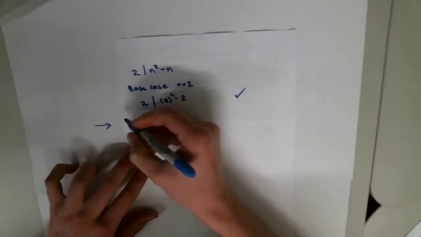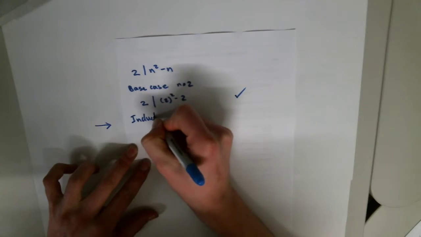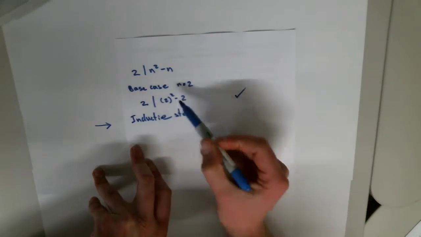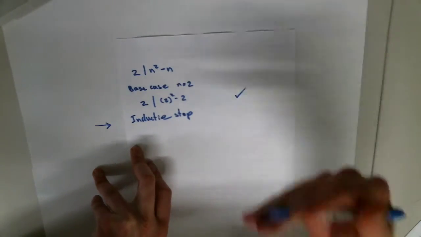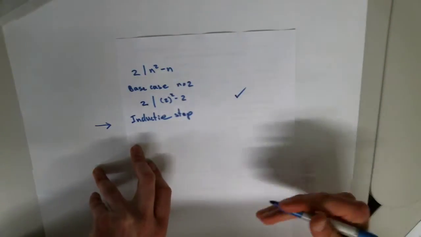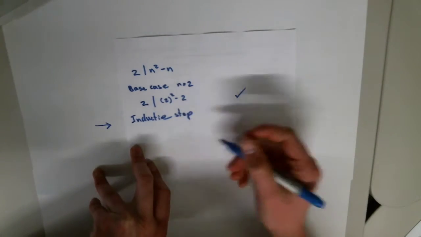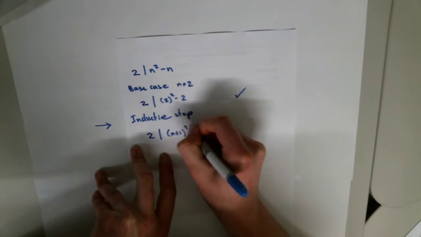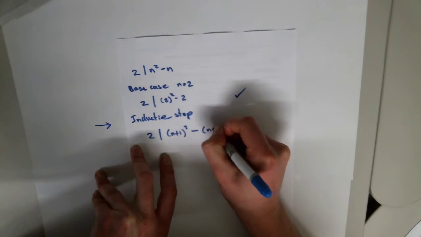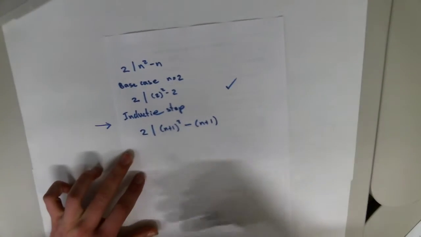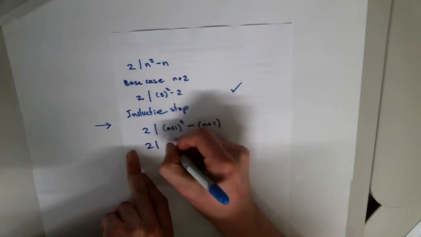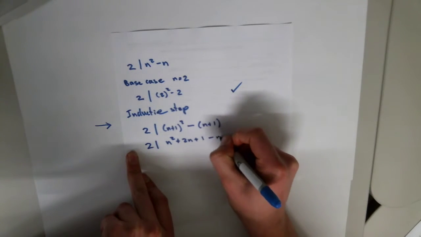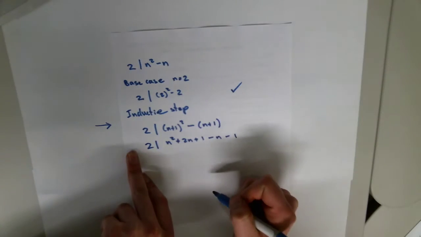And now we move on to our inductive step. So once again, with our inductive step, we have to show that this holds true if we replace n with n plus 1, so the next term in this particular step. So we just do a direct substitution, n plus 1 squared minus bracket n plus 1. And if we expand all of this out, we're going to end up with n squared plus 2n plus 1 minus n minus 1 from this term here.